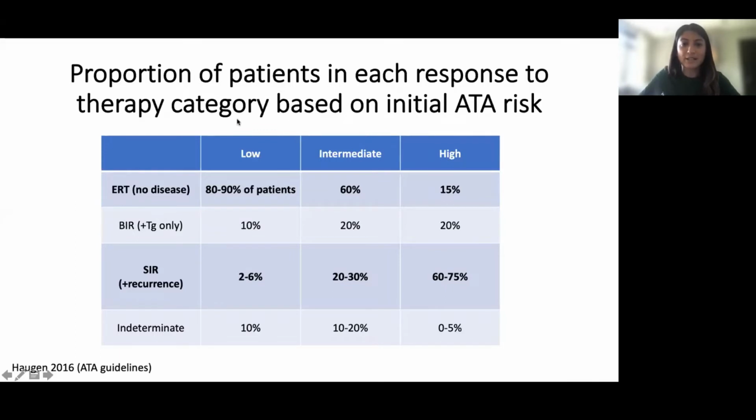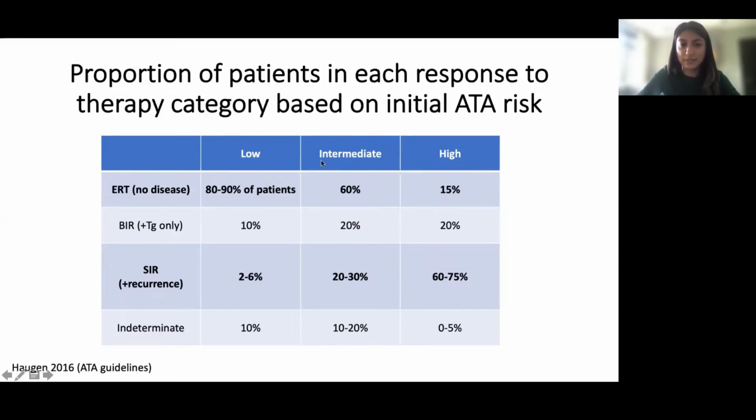So what can you expect in terms of your initial ATA risk, which is that low, intermediate, or high that we talked about, and what your response to therapy will be? And so let's look at these column by column. I think that's the best way to break it down because it is a lot of information. So if someone is stratified or staged as a low risk of recurrence patient, then there's an 80 to 90% chance that they will fall into the excellent responder category, which means their tumor marker is negative, their ultrasound is negative. And then there's only a 2 to 6% or 2 to 5% chance of a recurrence. That's why they're low risk.